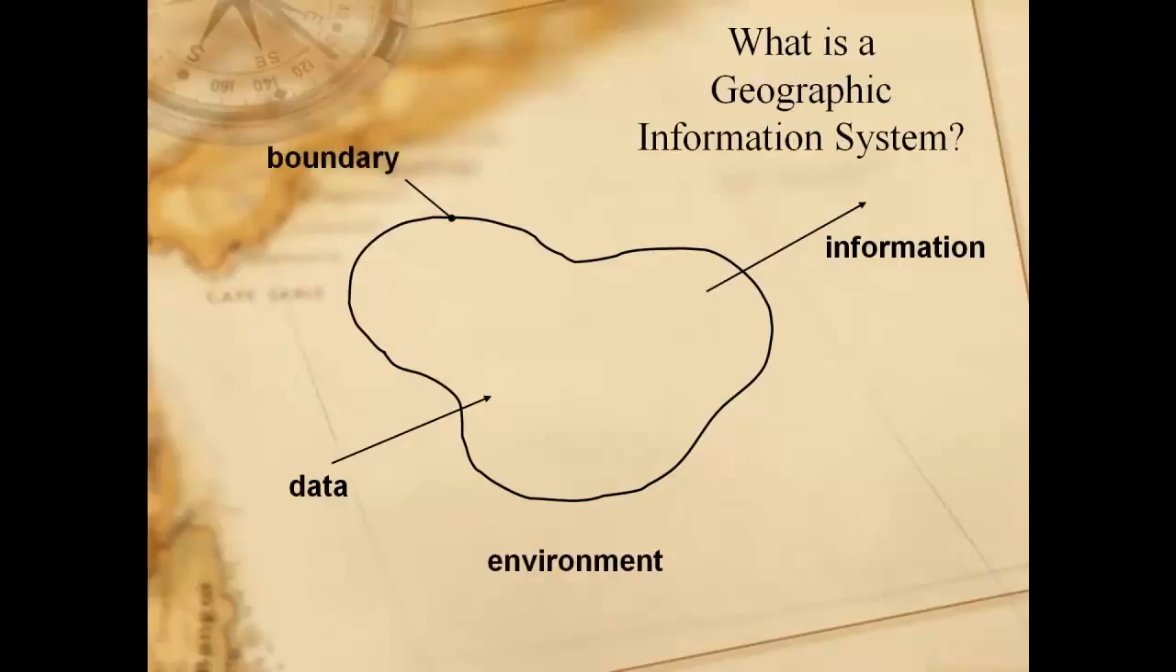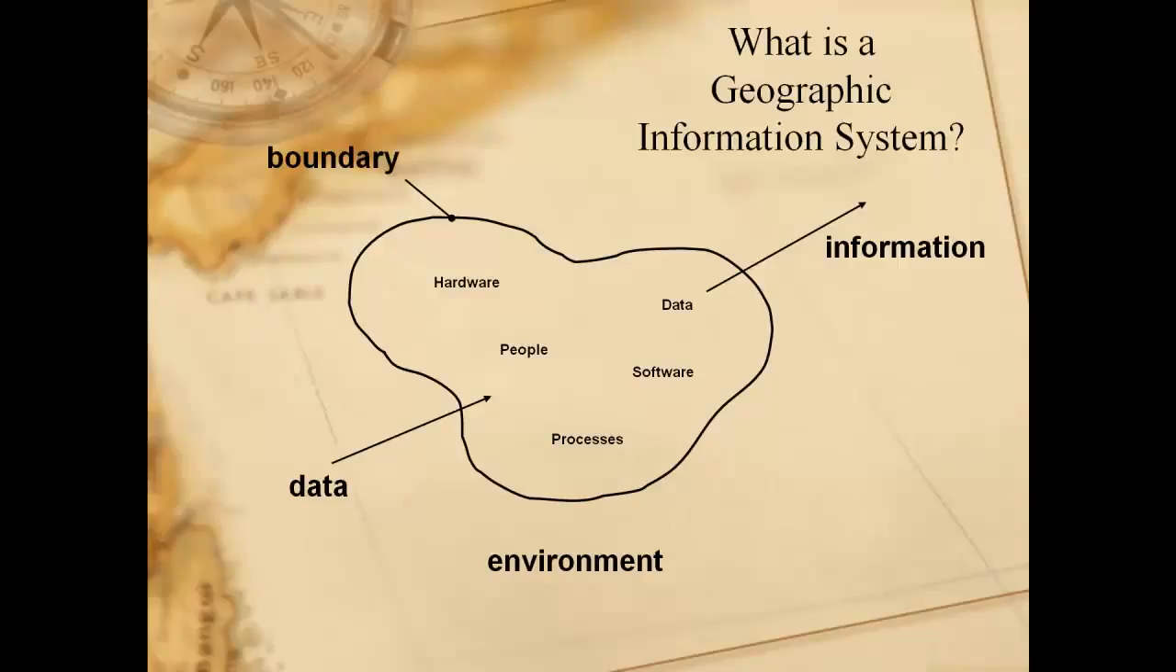Okay, so we know what a system is, we know what an information system is. What the heck is a geographic information system? Well, it's a system, a collection of components. It's got an environment, got a boundary. It's an information system, so it's converting data to information, but it's going to have some components: hardware, software, people, data, and processes, because it's an information system.